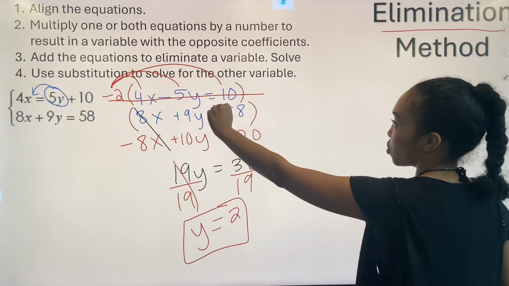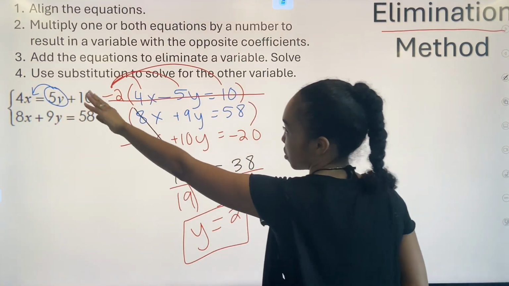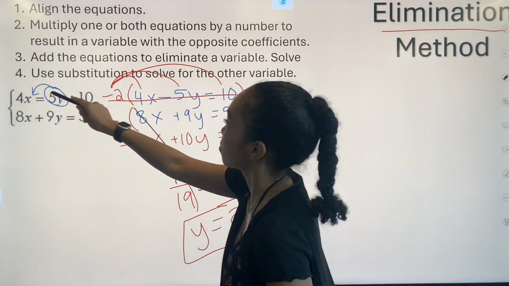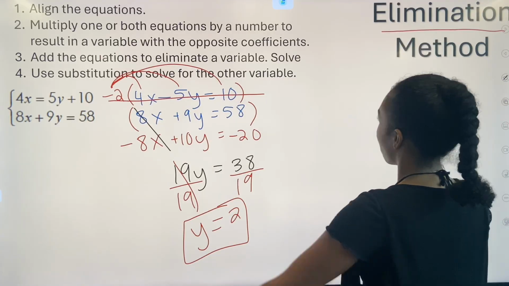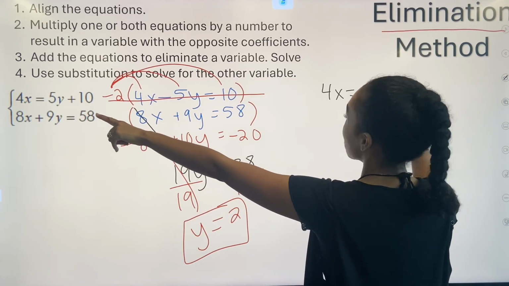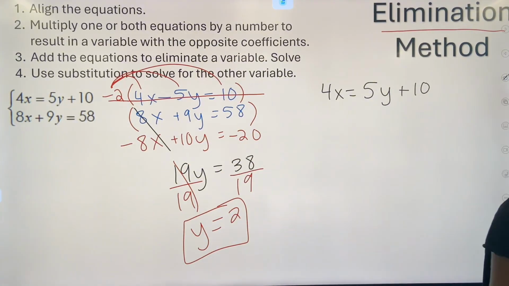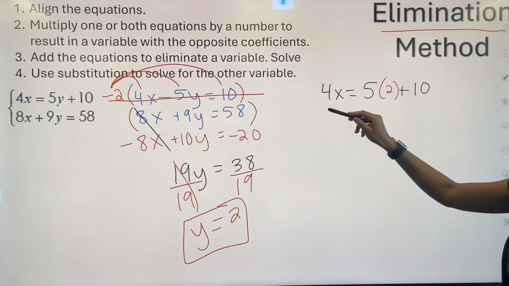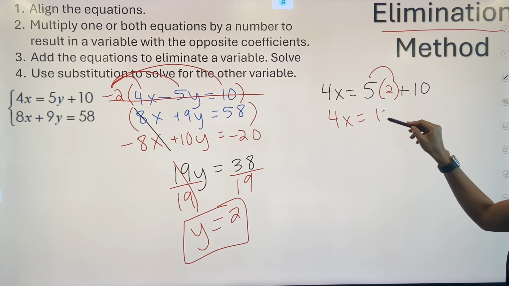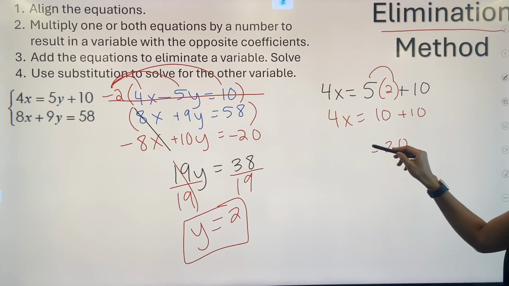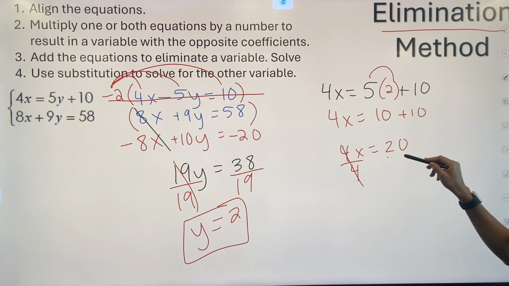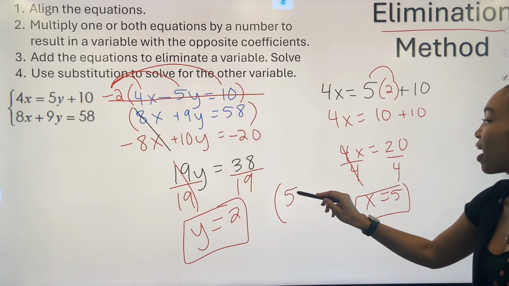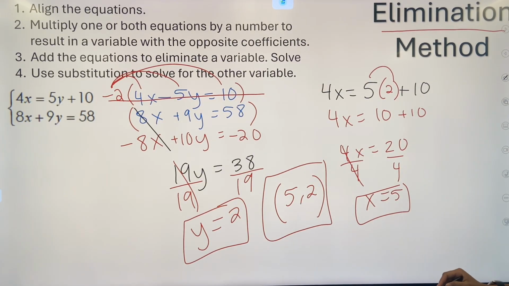Now, use one of the original problems. You can use these two, or you can use those two to figure out what x is. So I'll just use the original equation. Let's not complicate things. Just use the original one. 4x equals 5y plus 10. So I'm going to erase this y and substitute 2. So I get 4x equals 5 times 2 is 10, plus 10 is 20. Now you divide both sides by 4. So x is equal to 5. So these two lines will intersect at 5, 2. That is the solution.